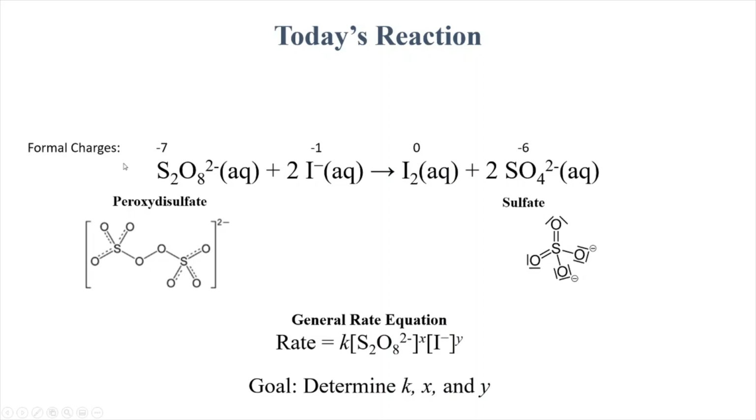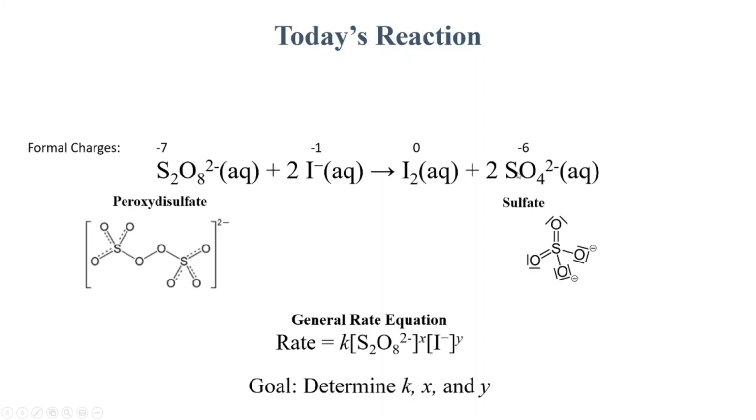So if we were to write the formal charges, we can use the oxygen knowing that it's -2, and then we can do the math. So we have -2 times 8 is -16 with an overall charge of -2. So that means that we have to have 14 positives. So if we divide 14 positives by 2, we get a formal charge of +7 on the sulfur.